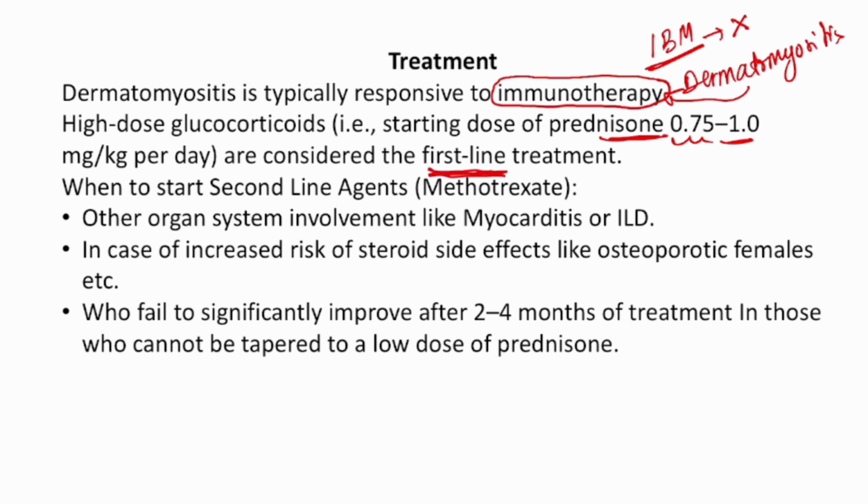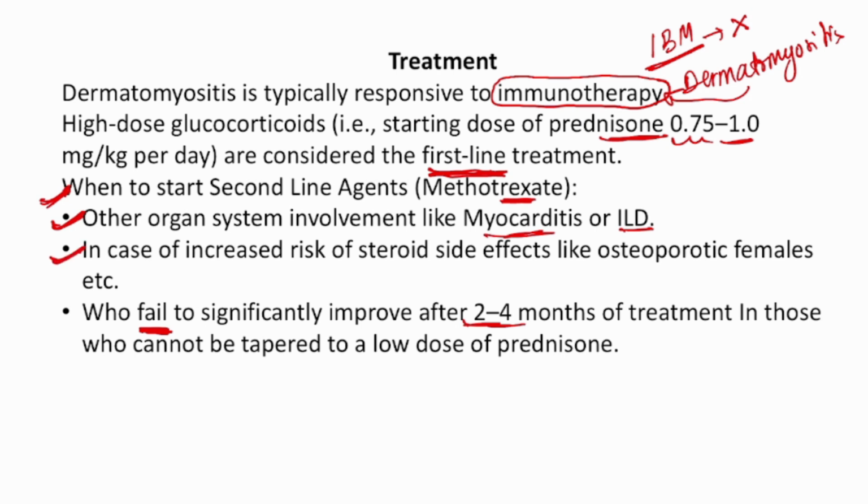When do we add a second line treatment? When first line fails, we wait for 2 to 4 months. We give steroids and wait for 2 to 4 months. If it fails, then we have to start with the second line. Second line is methotrexate. Others are also there, but we mainly use methotrexate. When there is some other organ involvement like ILD or myocarditis or cardiomyopathy, then also we add on the second line.